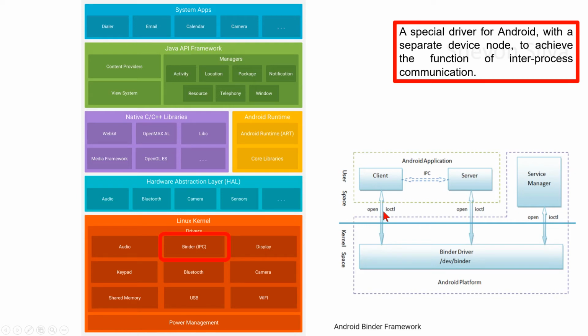It's through open and ioctl. In the Android application, client and server can connect through IPC, and the server can connect to the Binder driver through open and ioctl, and the service manager can connect through ioctl. And this is kernel space. This is the Binder driver, and it's at /dev/binder in the Android platform.